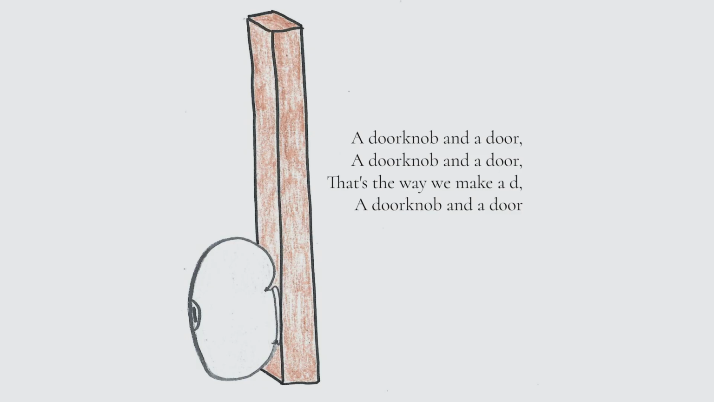But if you should choose to work on the letter D, the other trick that I've used before is, instead of saying a bat and a ball, I say a doorknob and a door. "A doorknob and a door, a doorknob and a door. That's the way we make a D, a doorknob and a door."